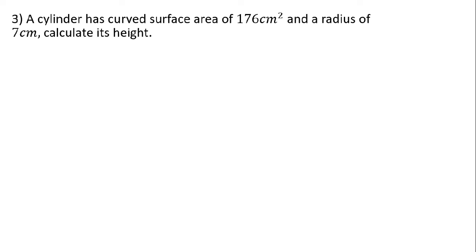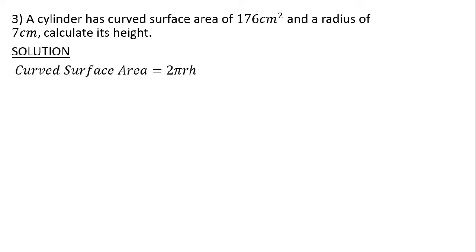The next question is saying a cylinder has curved surface area of 176 square centimeters and a radius of 7 centimeters. Calculate its height. So it's not always that the question will ask you to calculate the curved surface area. Sometimes they can give you the curved surface and they'll ask you to calculate either the radius or the height. So what we are going to do is to state the formula for the curved surface area, which is equal to 2 pi rh. Where there's 2 pi rh, we are going to replace the 176.